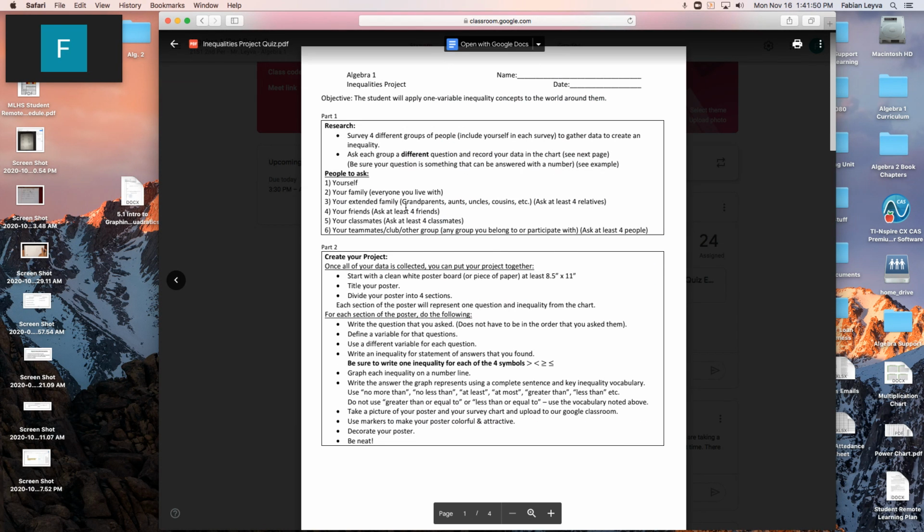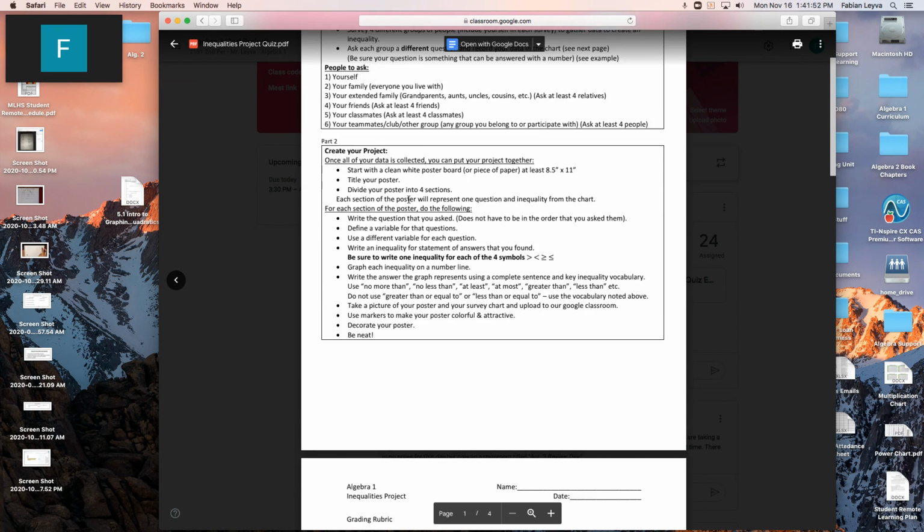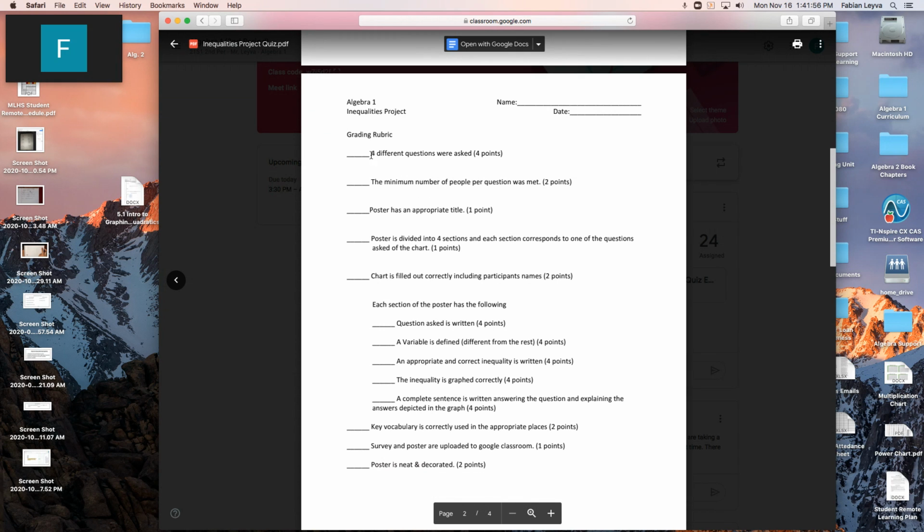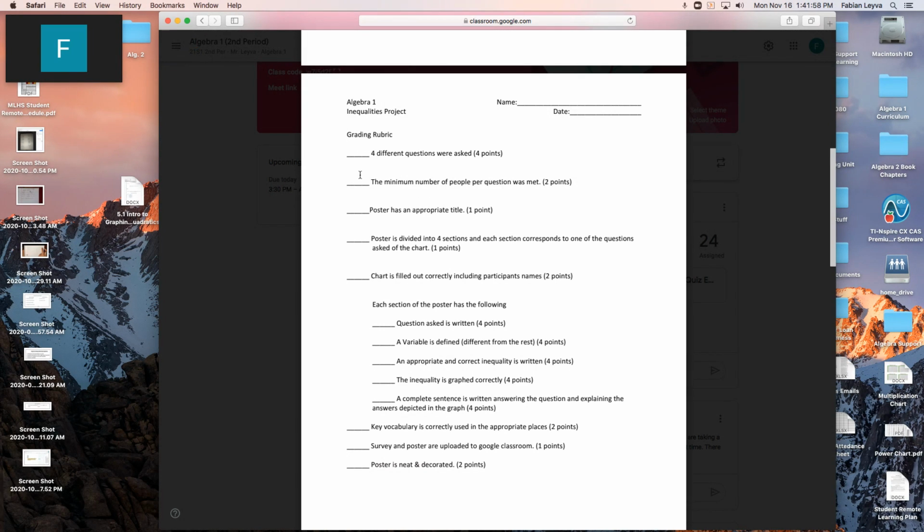If you click back here, notice that the first page is just instructions. The second page is literally the rubric, where you look at your poster and say, hey, have I written my 4 questions down? You're going to get 4 points. If you ask the minimum amount of people, the minimum for each question is 5, so I need to have 5 people answer. Do you have a title? And so forth and so forth.